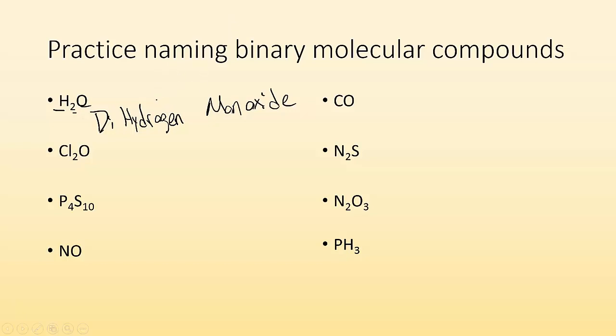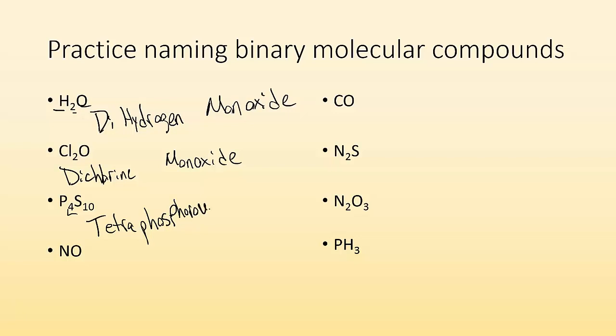I think it's hilarious. All right, Cl2O. Well, how do I say I have two chlorines? Dichlorine monoxide. P4S10. Well, how do I say four phosphoruses? Tetraphos. I can't spell. And 10 sulfurs. Decasulfur.